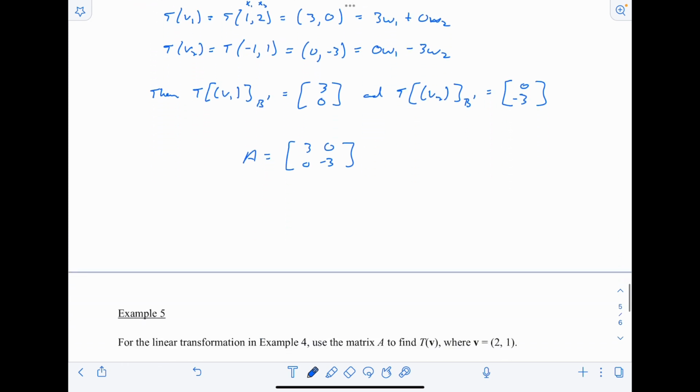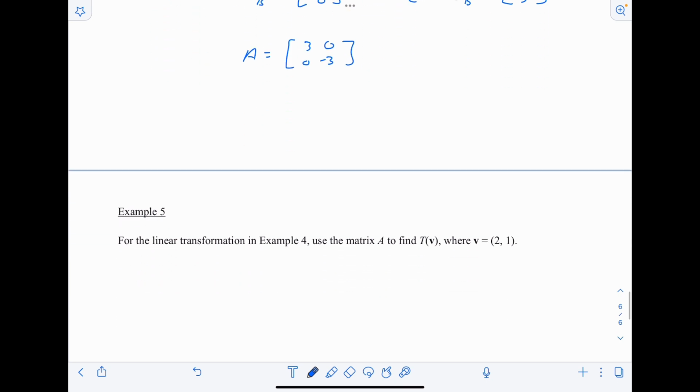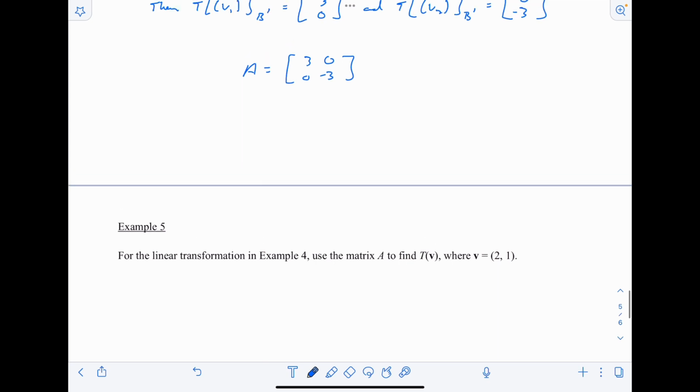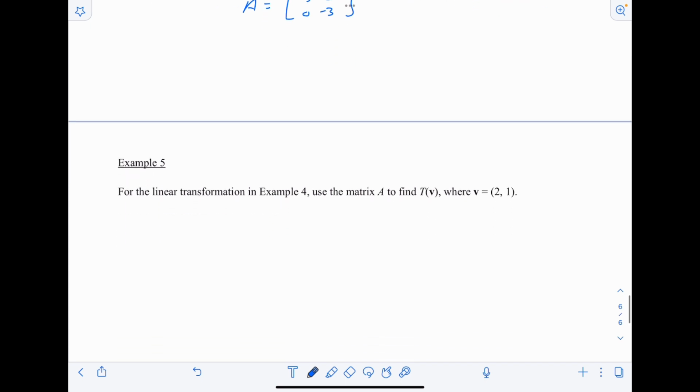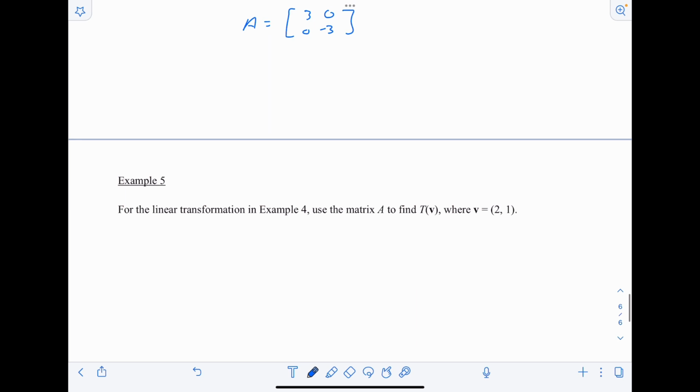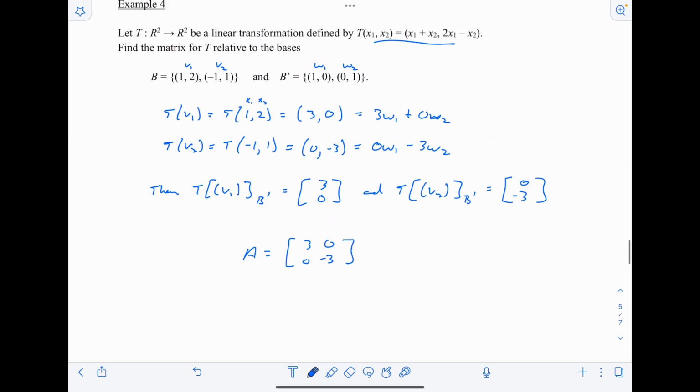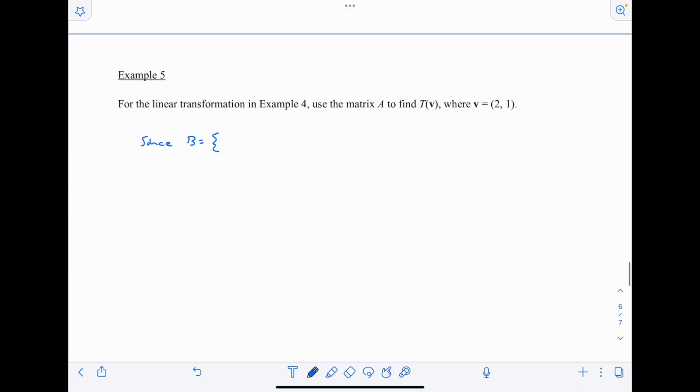All right, so for our last example, we're going to continue with this example from 4, and it says use, for the linear transformation in 4, use matrix A, so use the matrix that we just found to find T of V where V equals 2, 1. Okay, so we know that B is the set of vectors 1, 2, negative 1, 1.